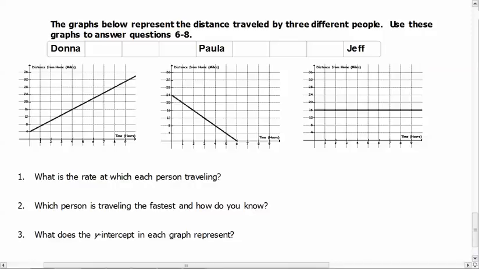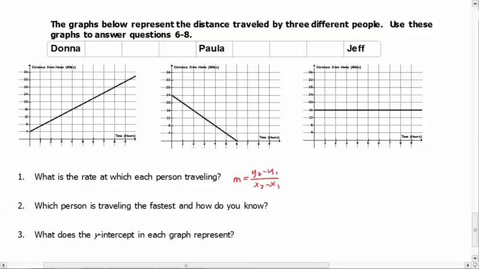So if we look at this graph right here, we need to find out what the rate of change is. Now remember, rate of change is the same thing as slope. Now you can do a rise over run. I'm going to prefer, because I want you to get used to this formula, doing the m equals y2 minus y1 over x2 minus x1.